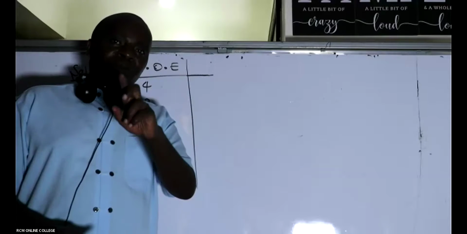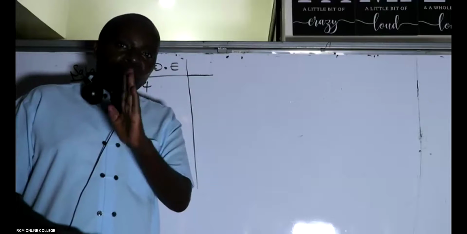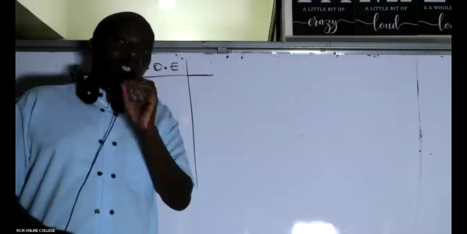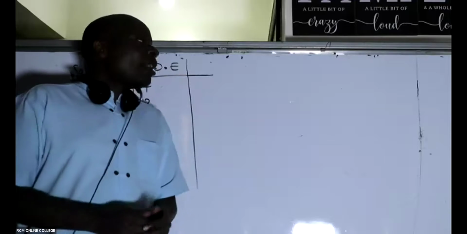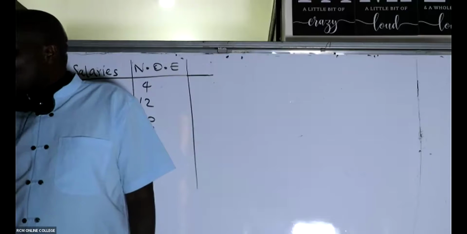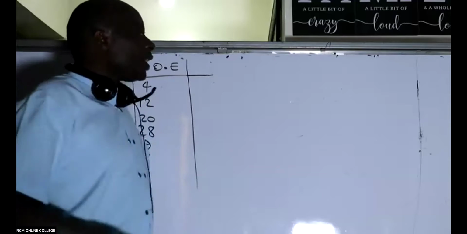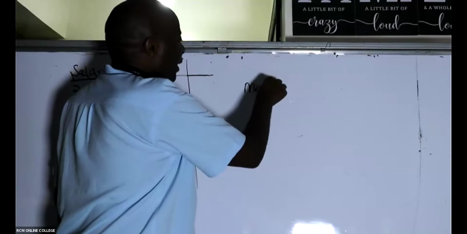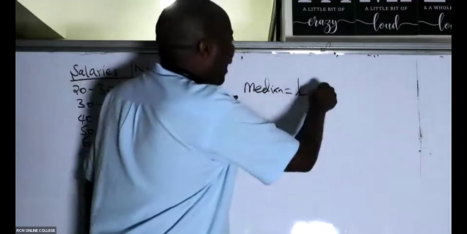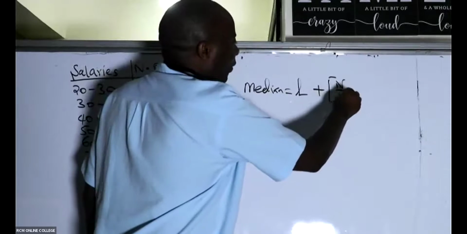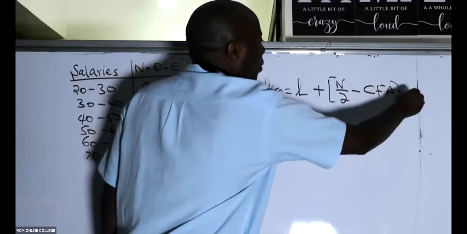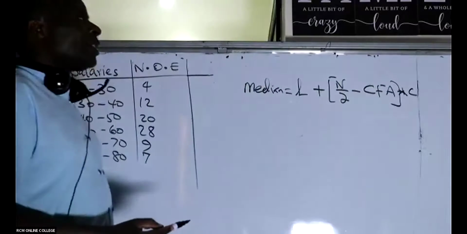So how do we get this median salary? Median, remember, means a half. It is that statistical value that divides the distribution into two equal parts. So somewhere we have to use this concept of n over 2. So for median, we have to come here and write the formula. Median equals L plus, into bracket, n over 2 minus cumulative frequency of the class above, times C.